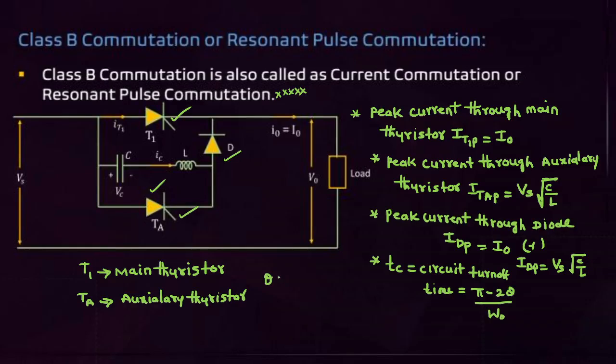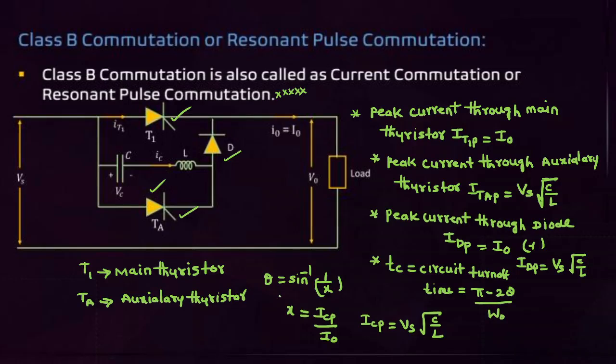What is theta here? Theta equals sine inverse I0 by IP. You have to remember it like this: theta equals sine inverse 1 by x. But what is x here? X equals ICP by I0. ICP is the peak commutating current, Vs into square root of C by L.